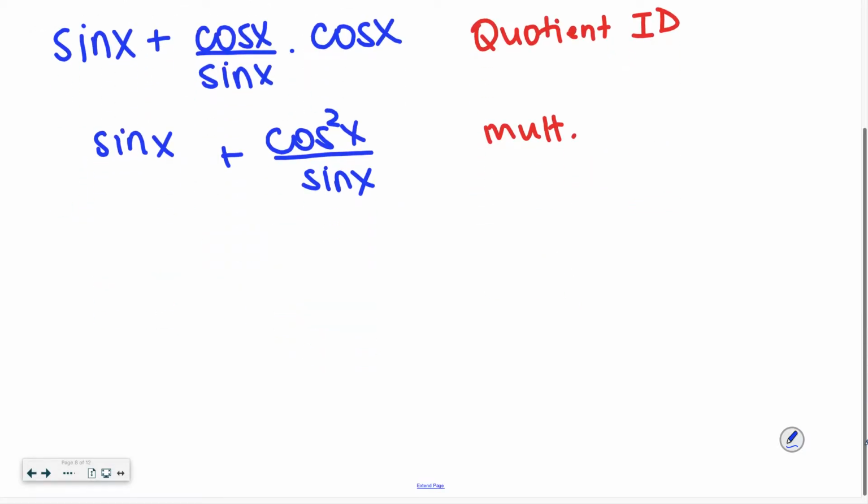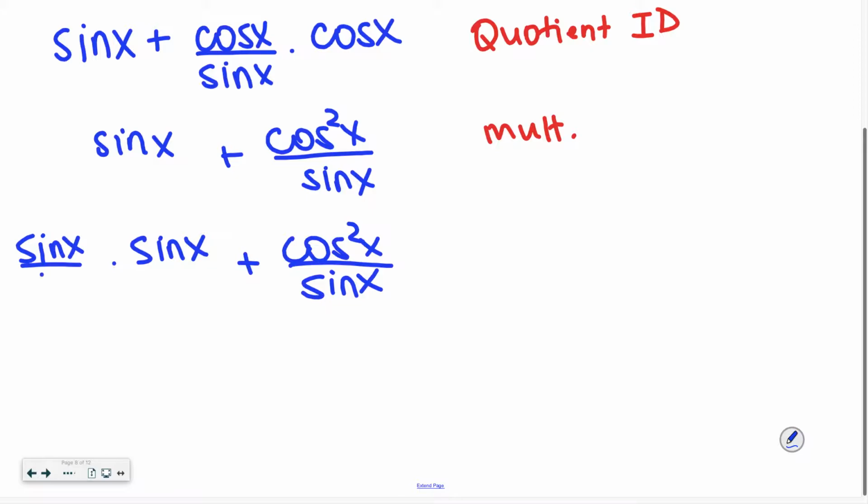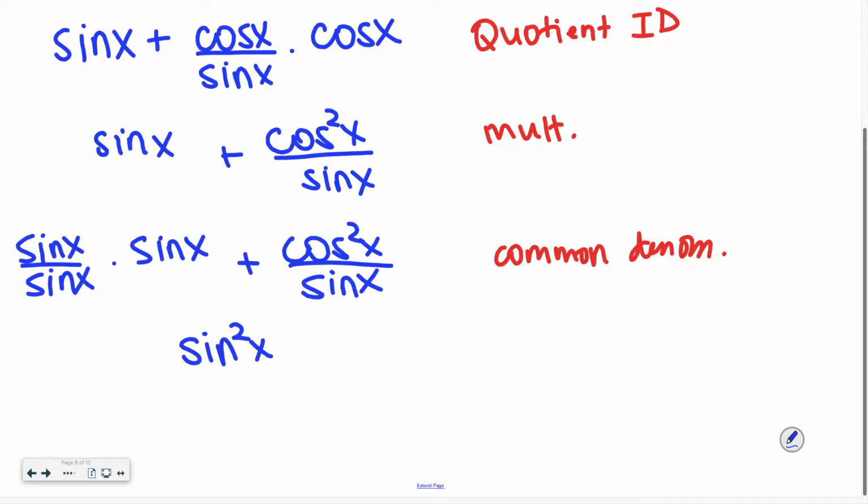So our common denominator would be sine of x. So I'm going to take this first fraction, and we need a denominator of sine of x. So I'm going to multiply by sine over sine, because we can't change the value. We have to multiply by 1. Okay. So right now we have sine times sine is sine squared plus cosine squared all over sine.